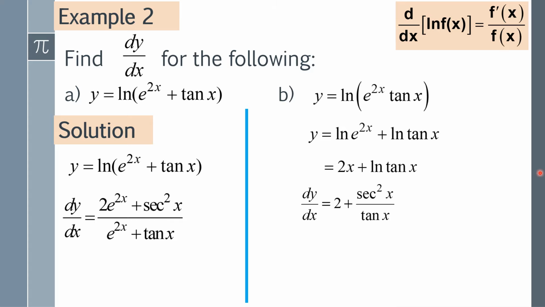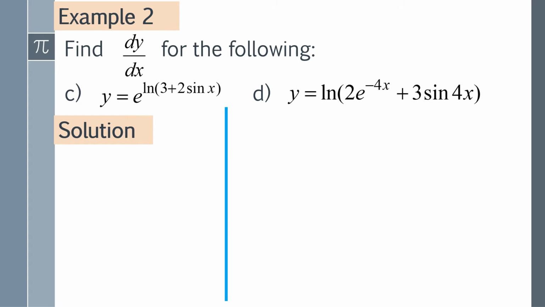After that, we get dy/dx equals 2 plus secant squared x over tangent x. Simplify this and we have 2 plus 1 over cos x sin x.